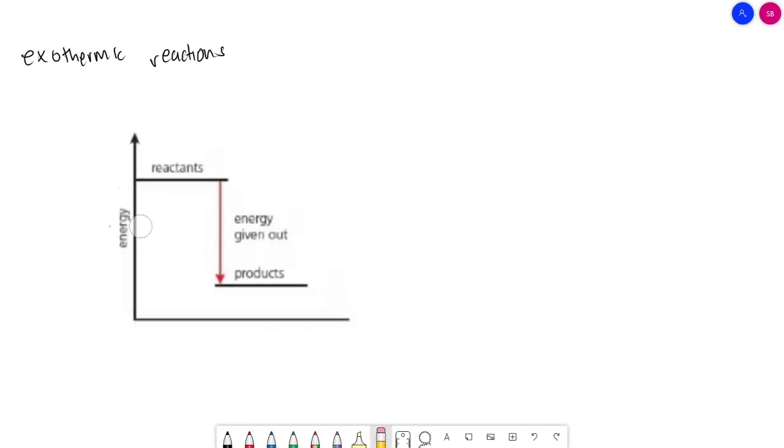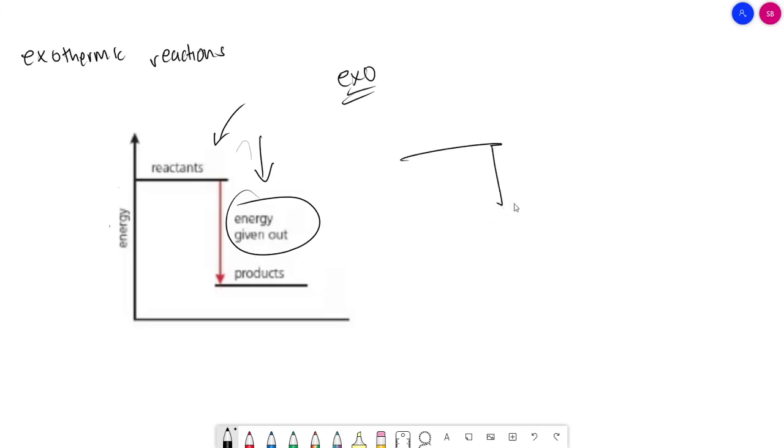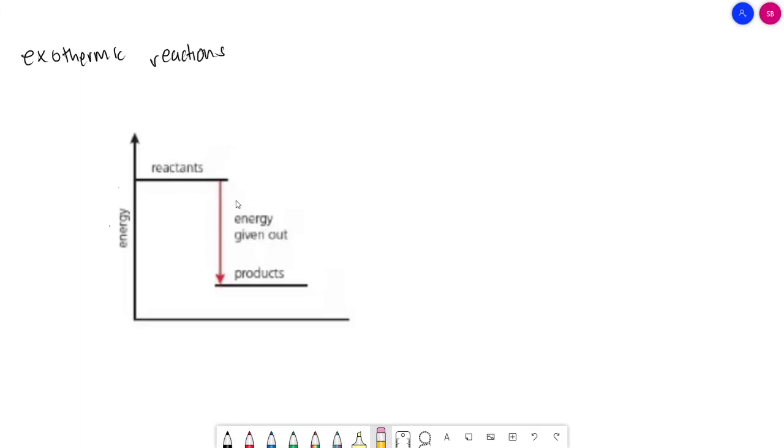Sorry for the blurriness, but basically we have the energy on this side, we have the reactants, and it is going down because why? Energy is given out, because it is an exothermic reaction, and hence it will be in a structure like this because it's given out. Okay, and then of course we have the products. So this is how the exothermic reactions work.